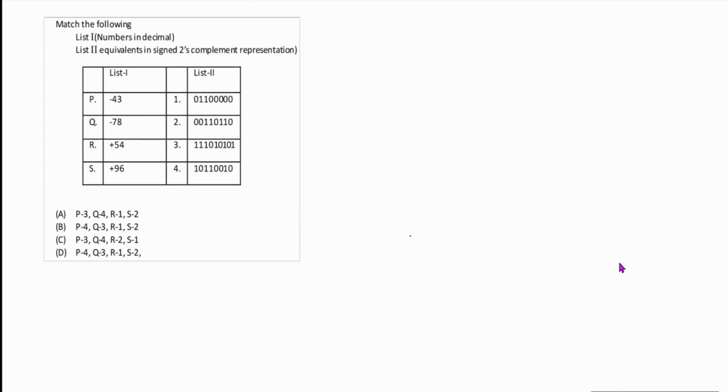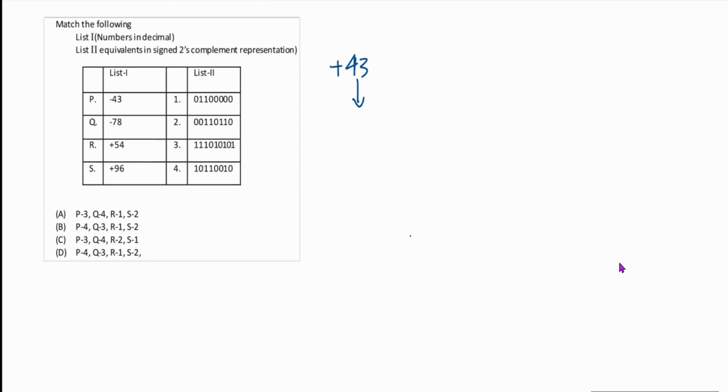We need to match list 1 and list 2 properly, and four options are there. Okay, so we will do it one by one. The thing is, we need to represent those numbers in list 1 in signed 2's complement representation. So for minus 43, basically first we need to deal with plus 43.